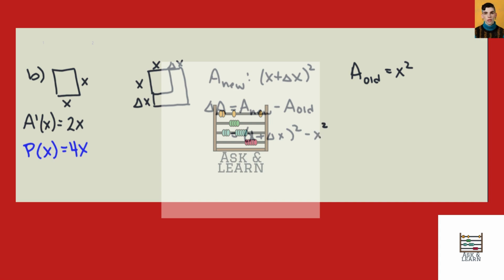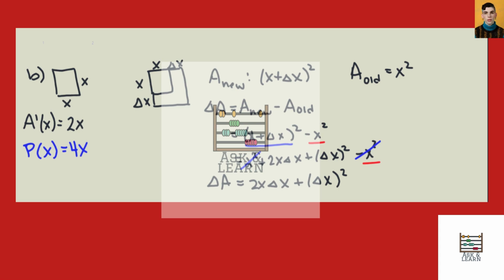Let's go ahead and work this out algebraically. We're going to have to use the FOIL process, and we get x squared plus 2x delta x plus delta x squared. And then we have minus x squared from subtracting the area of the old one. Notice that we can cancel the x squared and the minus x squared. And so what we have is 2x delta x plus delta x squared, which is the change in area.